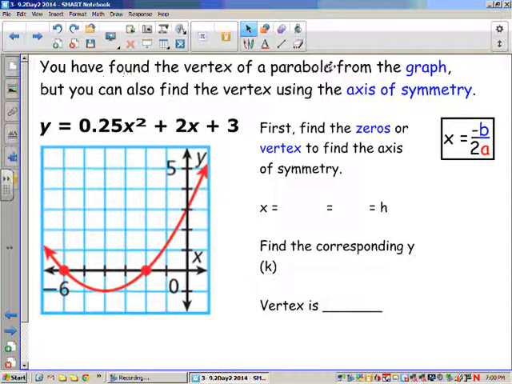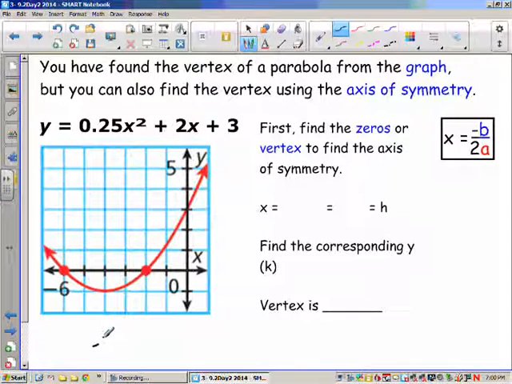We know that'll go through the vertex, so basically we have the x-coordinate of our vertex. You have found the vertex of a parabola from the graph. You can also find it using this axis of symmetry we now know how to find. So first find the zeros or vertex to find the axis of symmetry. In this case, the vertex looks like it's down here at negative 4, negative 1. So if we did have a graph, and we won't for problems in the mastery work or on the test, we could find the vertex easily, negative 4, negative 1.